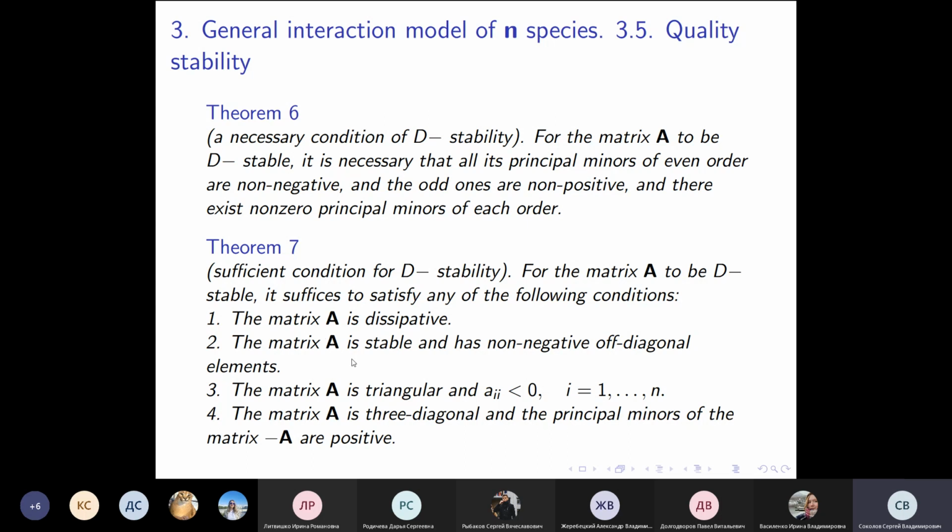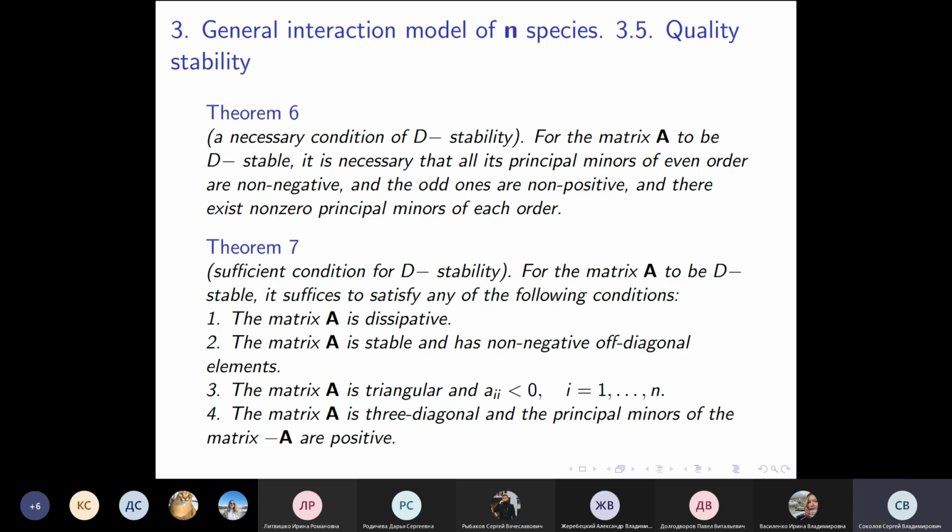Next one, the matrix A must be stable and have non-negative off-diagonal elements. So Aij must be non-negative, and Aii must be negative. It is the necessary condition for sure. Next one, the matrix is triangular with negative elements on diagonal. And finally, the matrix is 3-diagonal and the principal minors of negative A are positive.